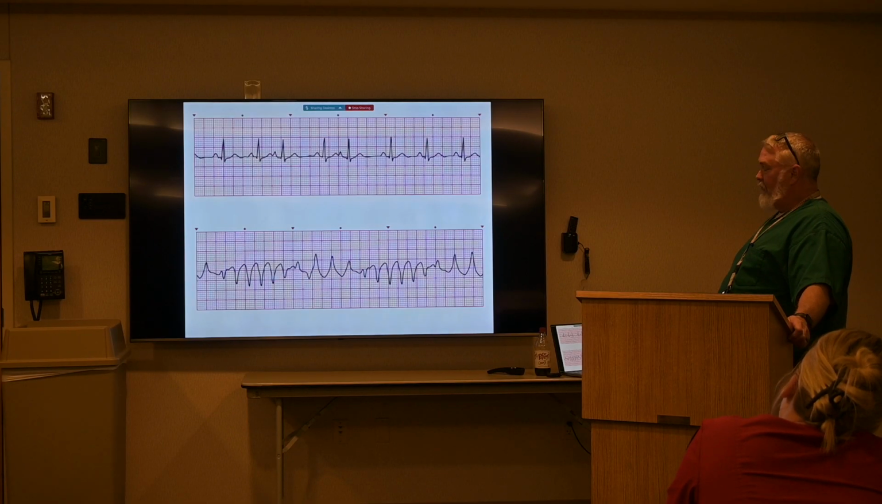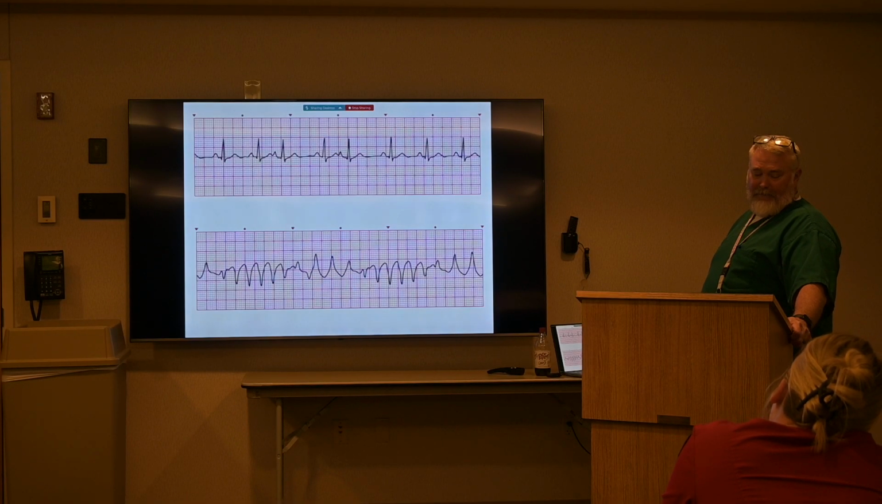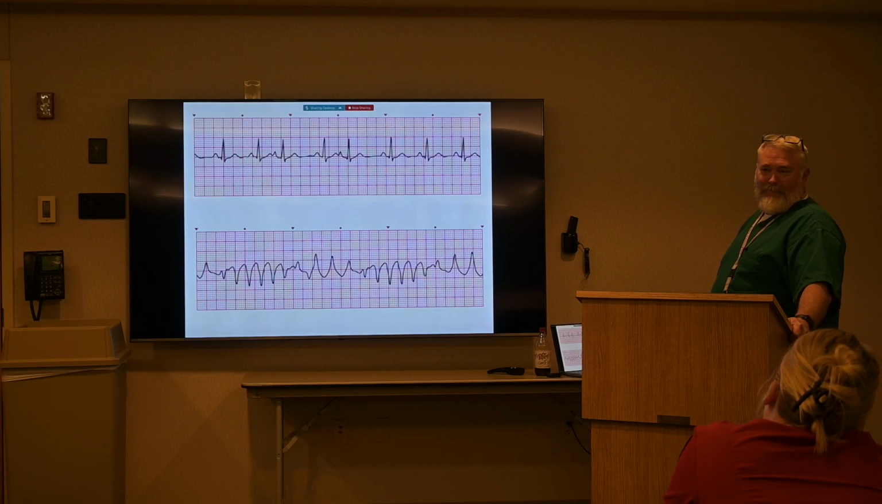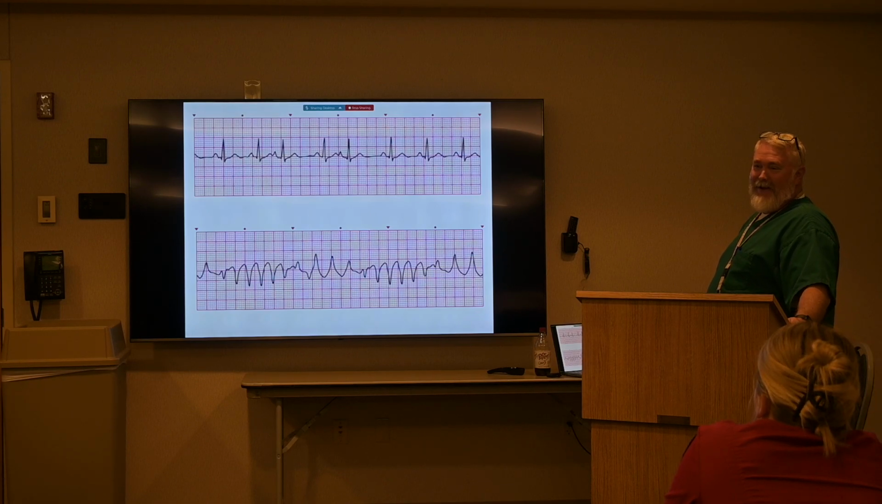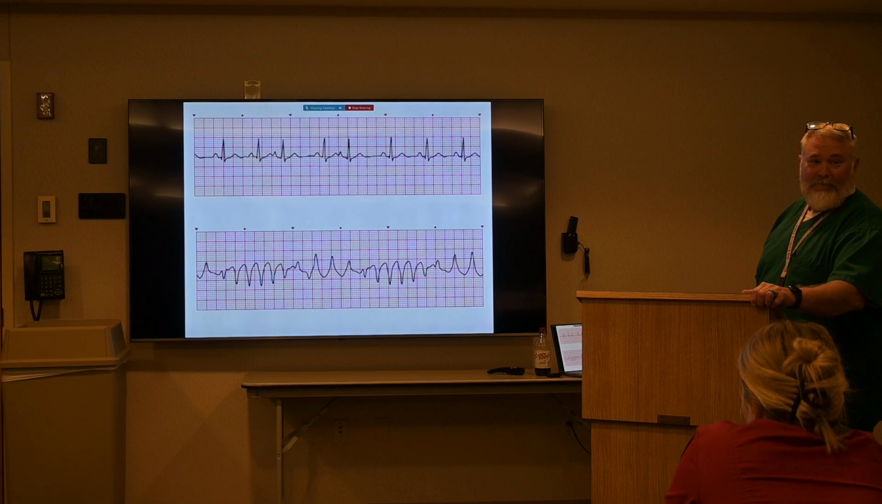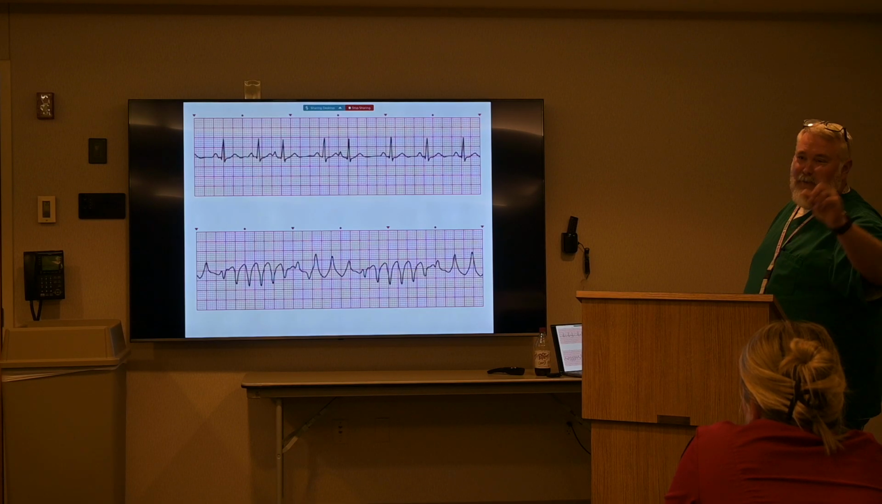QRS complexes, they're narrow, they're upright, proper deflection. Do you have T waves? Yes, pretty much. So what would you say that is? Sinus arrhythmia. I'm not trying to trick you either. Those are the two that I always struggle with. Is it a sinus arrhythmia or is it a normal sinus with PACs? It's normal sinus with PACs.